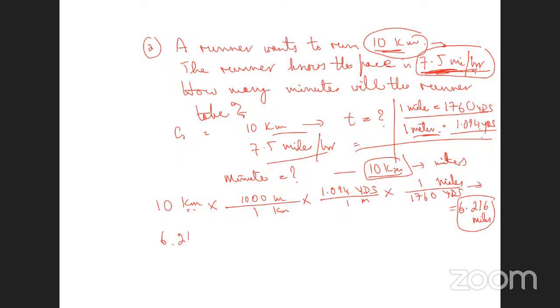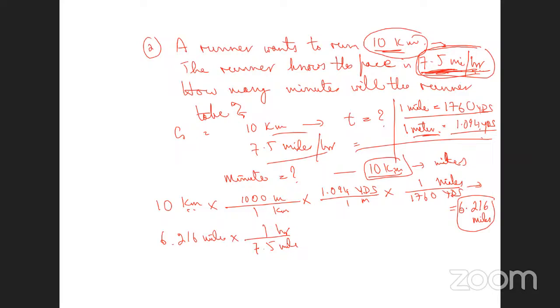So now 6.216 miles. Our speed is 1 by, because we're going for the minutes. What I have written here, I could write like that, 7.5 miles at the bottom and our at the top, right? Interchange to see how many 7.5 parts are there in 6.216. That's everything. And this is the part that could confuse.